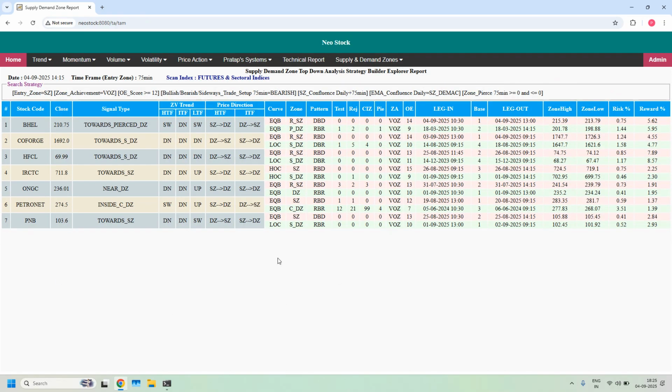And we got again all 7. That means all these 7 stocks have a higher probability of success, provided lesson 20 checklist items are satisfied. Otherwise, there are higher chances of zone violation.